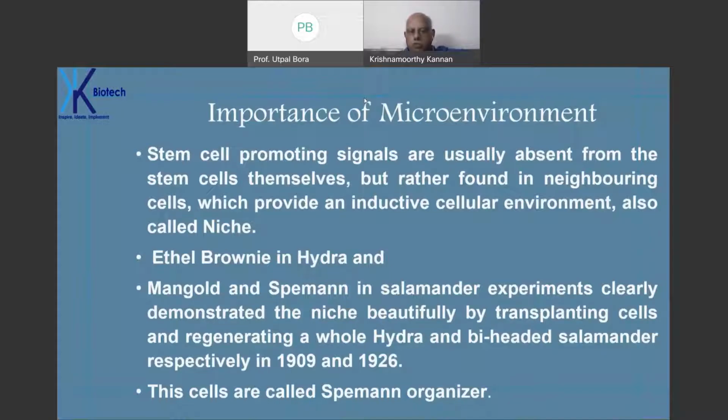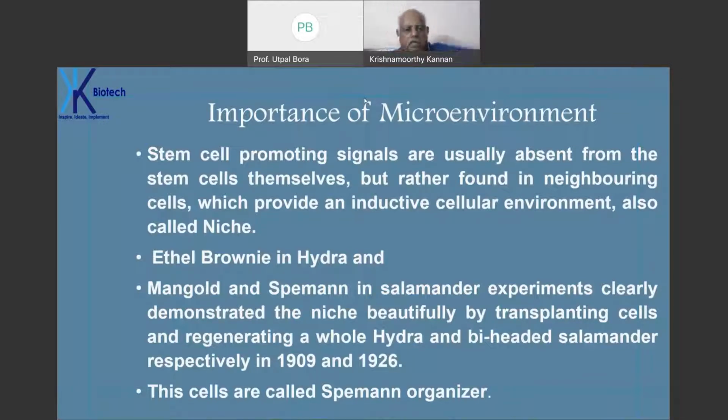And all of you should remember, a similar experiment was done by Ethel Brownie in about 1909, in Hydra. Unfortunately, this is not so well known. She did it in Columbia University, and Mangold probably took that idea from Ethel Brownie's work. There's a lot of debate over it. But Spemann didn't quote Ethel Brown because Ethel Brown didn't show induction phenomena. So there is a lot of politics around it.